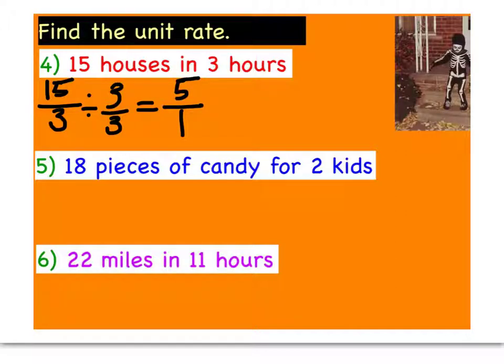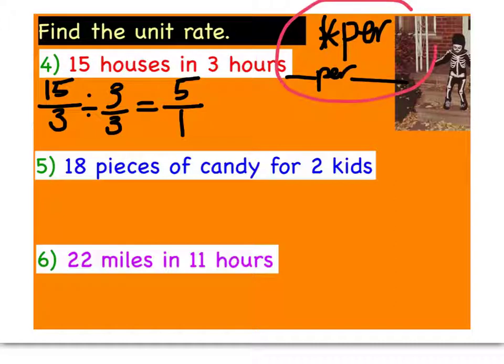Now I really want to talk about something mathematicians do. They have unit rates in a specific format. So they go blank per blank. I want you to write that down in your notes right now. So I'm going to pause just for a second and write that down.